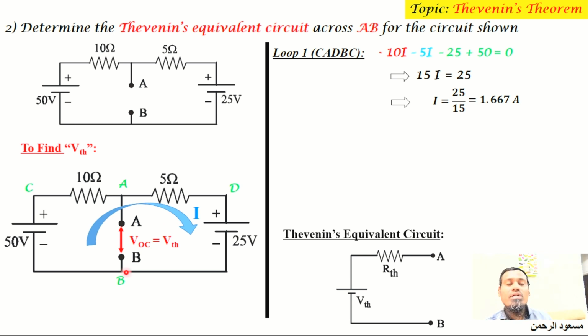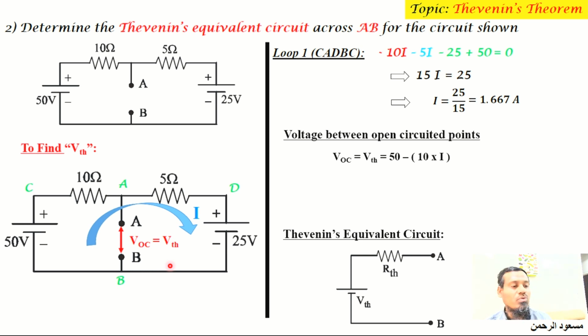Now we need to find the voltage across the points A and B. For that, if you logically think, the voltage available at this point will be equal to the voltage supplied from this battery minus the voltage drop in this 10 ohm. So the remaining voltage will be available here as VA. The potential difference is nothing but VAB. So the voltage between the open circuited points, VOC, is equal to the voltage supplied by the battery minus the voltage drop in this 10 ohm resistor. That will be the VOC, or it is also called VTH.